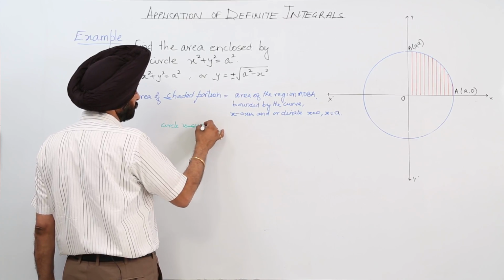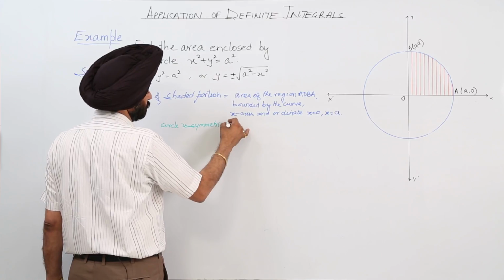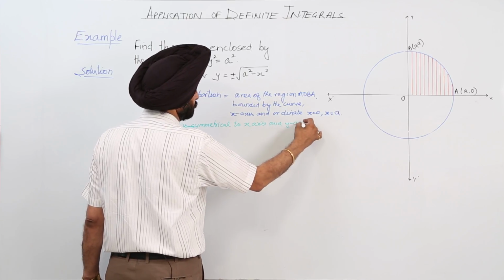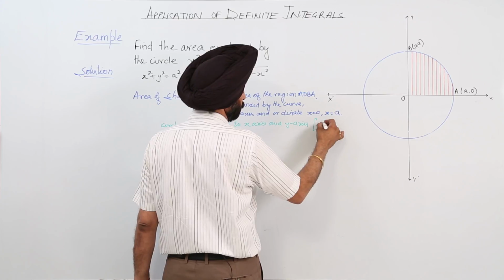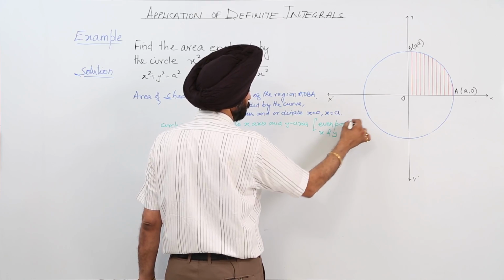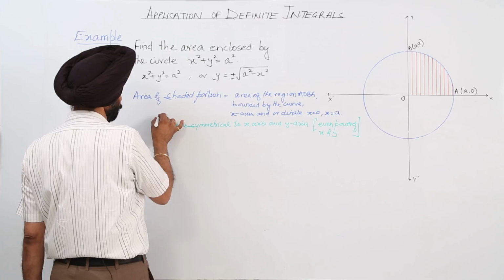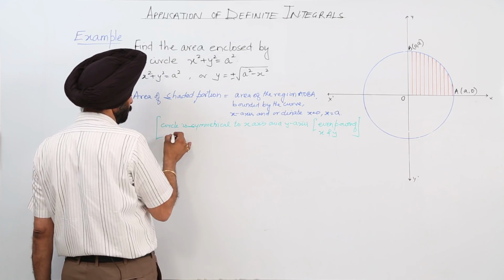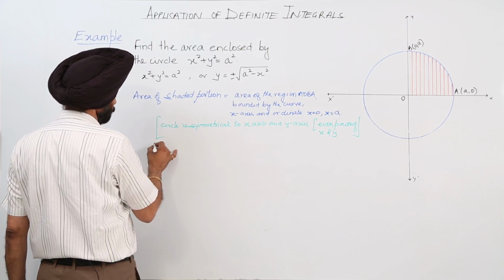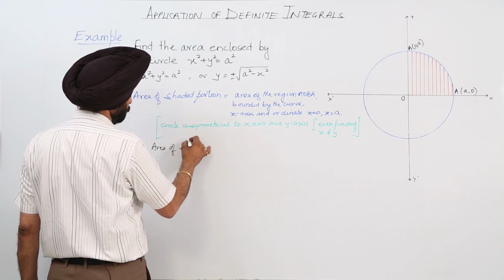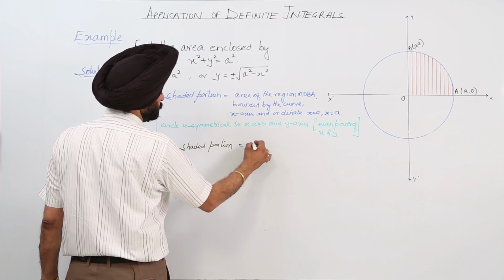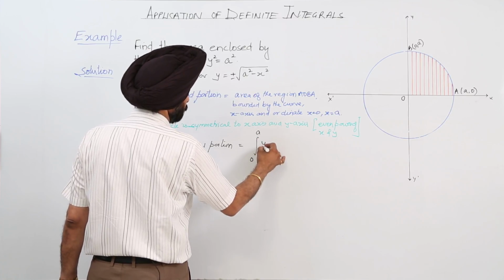circle is symmetrical to x-axis and y-axis, even power of x and y. Now, area of shaded portion is equal to integral 0 to a of y dx.